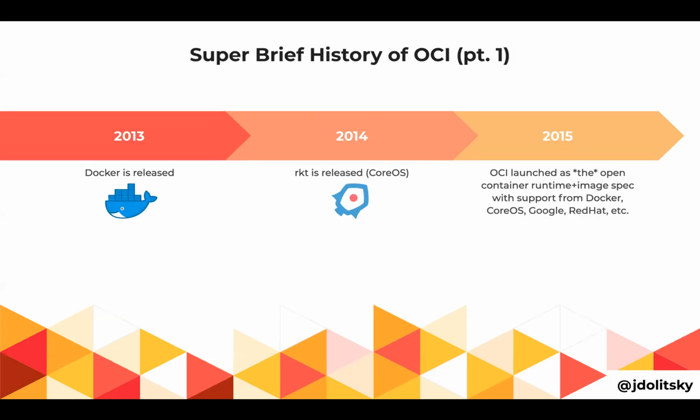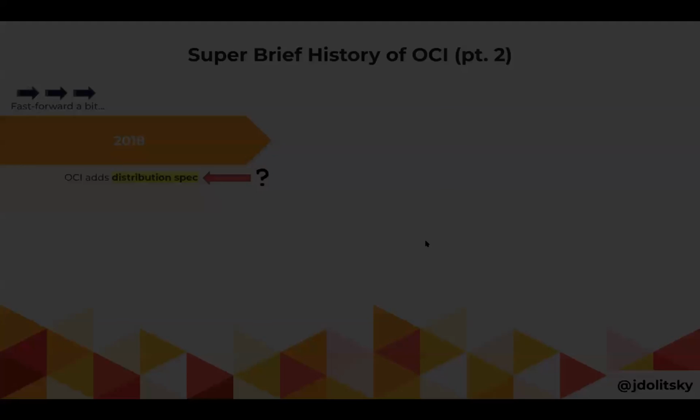I didn't put a lot of detail into OCI; there's a lot to unpack. I'll share my full slides, which have more history. But basically, in 2013, Docker came out with its own specification for running containers in its own way. The next year, Rocket came out from CoreOS with a competing, more open standard. Then finally, the next year, they agreed to release the Open Container Initiative, the open specification for running containers.